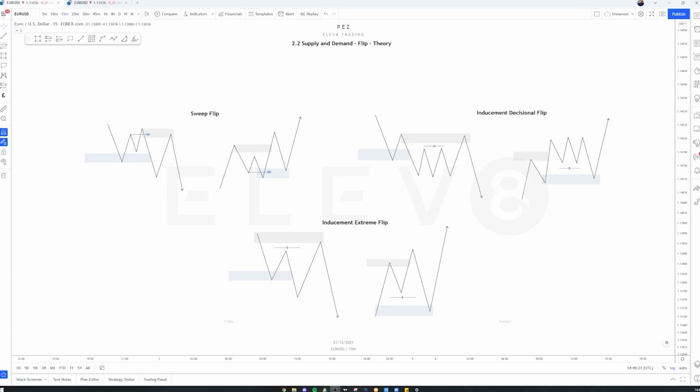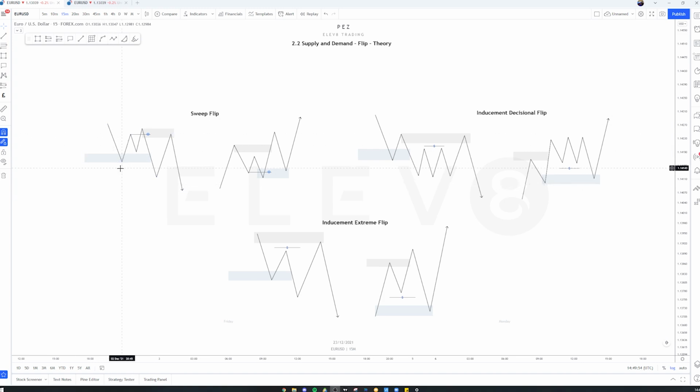And there's different types of supply and demand flips. They're all the same basic concept of supply and demand, one failing, one taking control. But the main difference with these is liquidity. As you can see, there's three different models here. The first one is a sweep flip. This is where the decisional gets swept and sweeps some form of liquidity, and that becomes our target or our entry supply or demand.